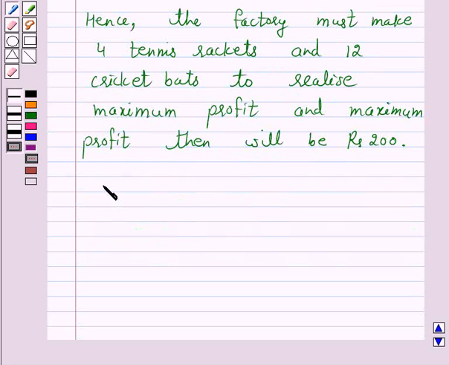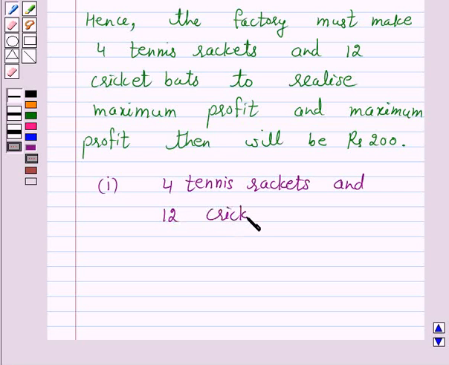Hence, the answer for part 1 is 4 tennis rackets and 12 cricket bats, and for part 2, the maximum profit is equal to ₹200.